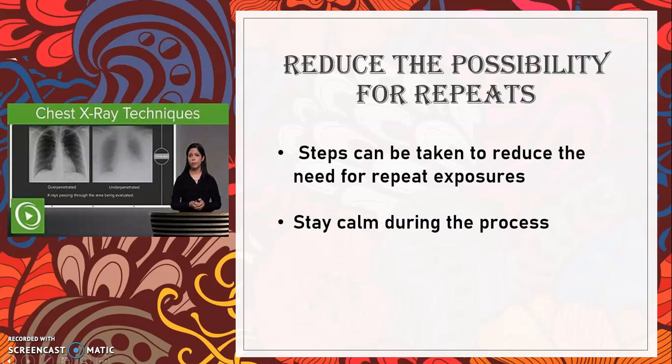Reduce the possibility for repeats. By ensuring the patient's identity and confirming the area of interest, you are keeping someone from being exposed to unnecessary radiation exposure. Once you have ensured the patient and procedure are correct, the next step is to ensure the techniques are not too high or too low. By ensuring the techniques are in the right ranges, the patient won't receive more radiation than necessary, and the image will be adequate enough to make a diagnosis and avoid a repeat.